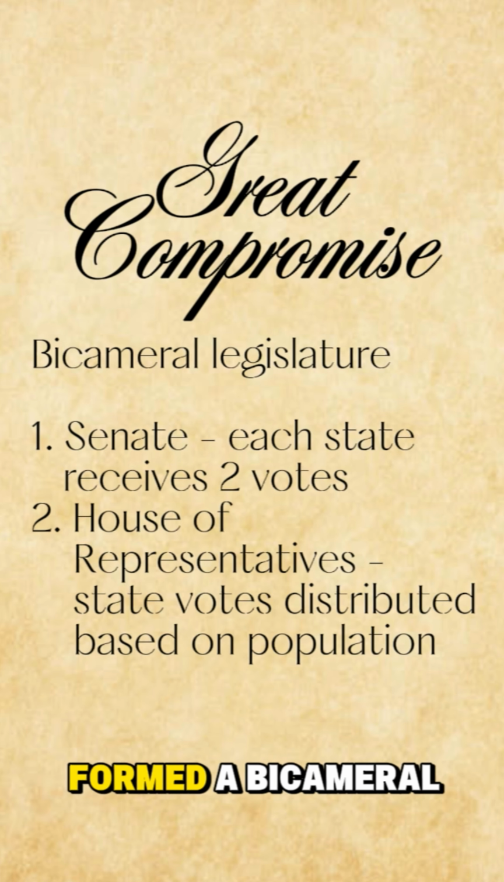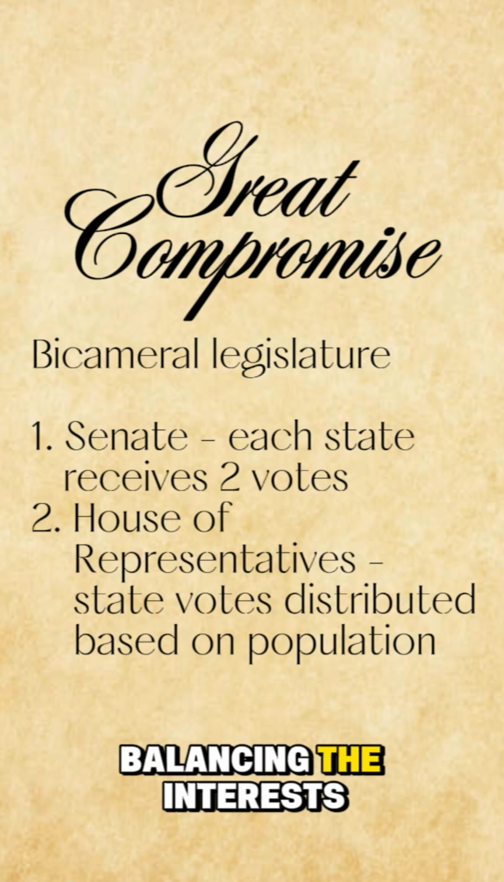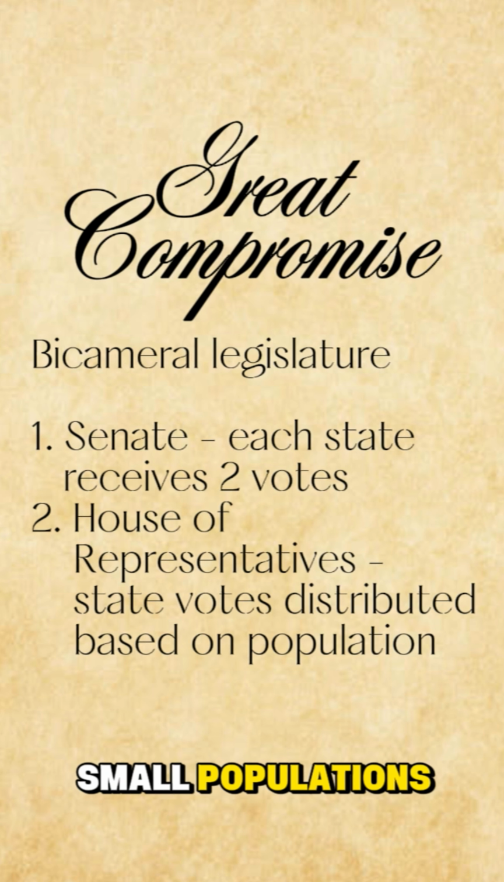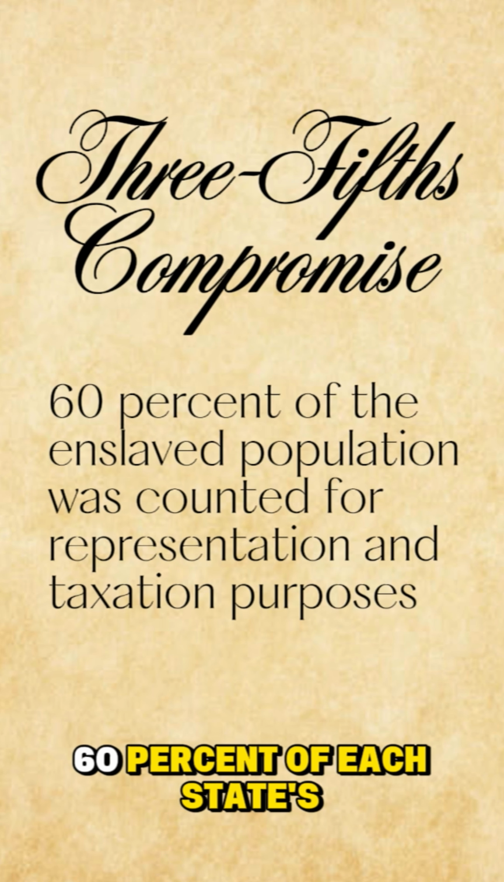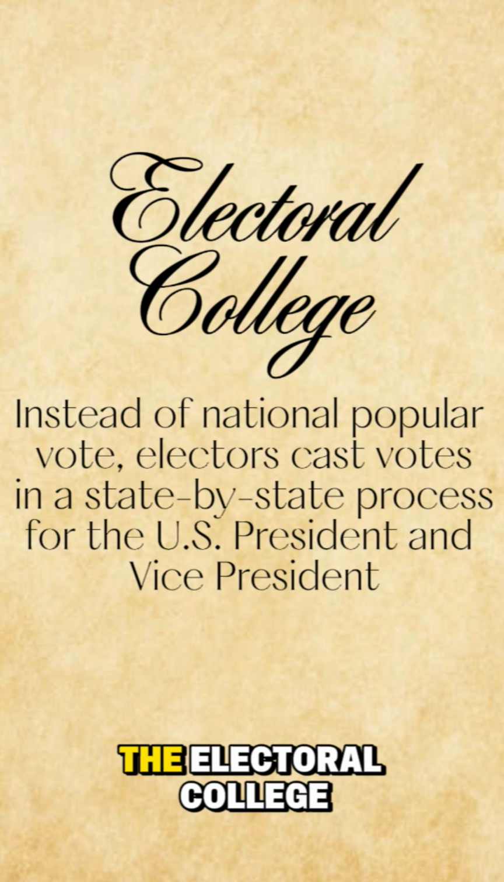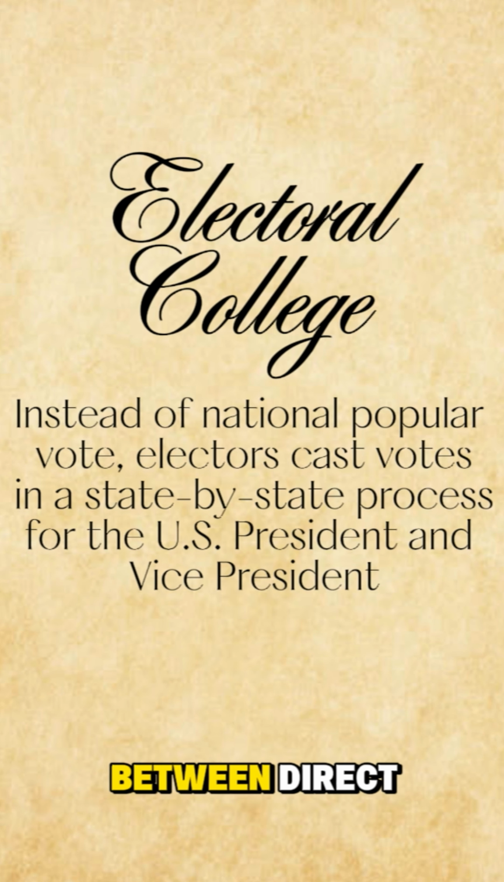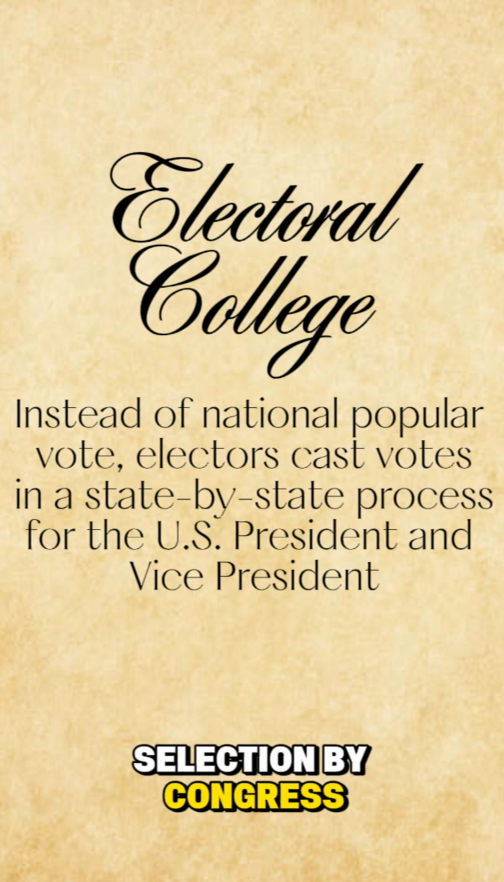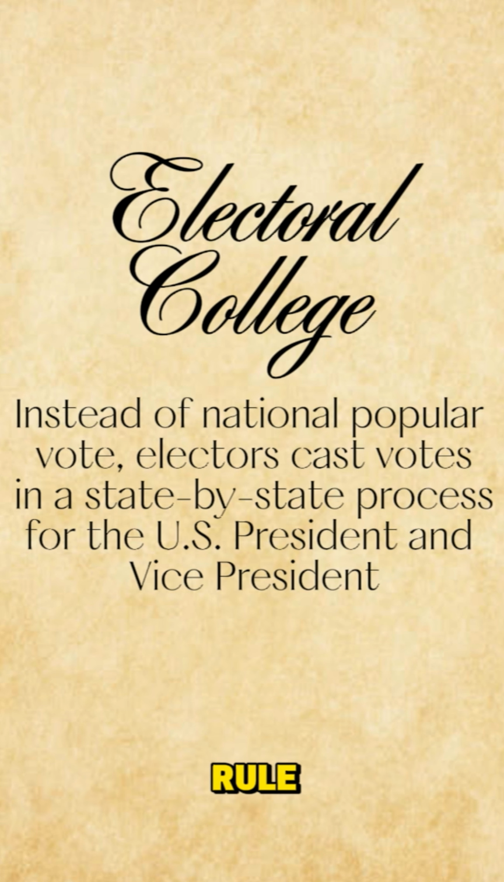The Great Compromise formed a bicameral legislature balancing the interests of states with large and small populations. The Three-Fifths Compromise counted 60% of each state's enslaved population for representation and taxation purposes. The Electoral College was created as a middle ground between direct popular election and selection by Congress, reflecting both the wariness of mob rule and a reluctance to remove public input entirely.